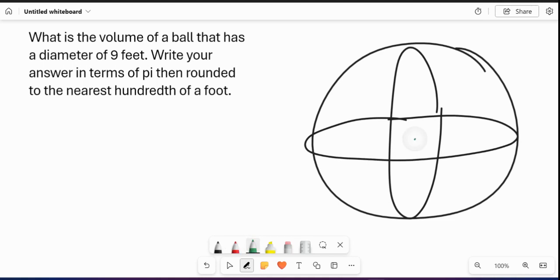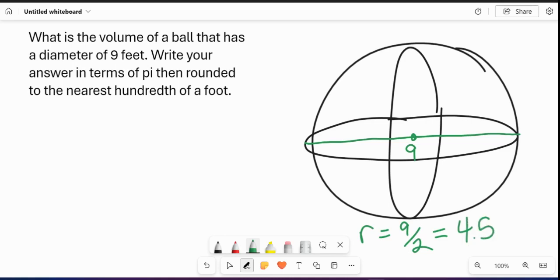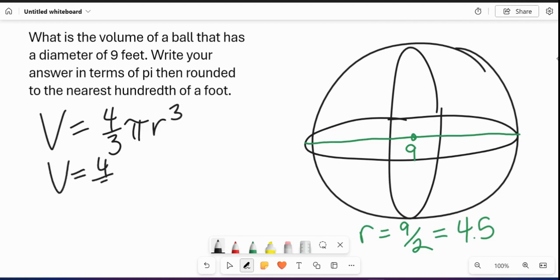So the diameter, from the edge of the ball to the other edge, right through the middle, is 9 feet. So that means the radius is 9 divided by 2, which is, off the top of my head, I know it is 4.5. Okay, that is my radius. So again, my volume of a sphere formula is 4/3 pi r cubed. Plug in my 4.5.